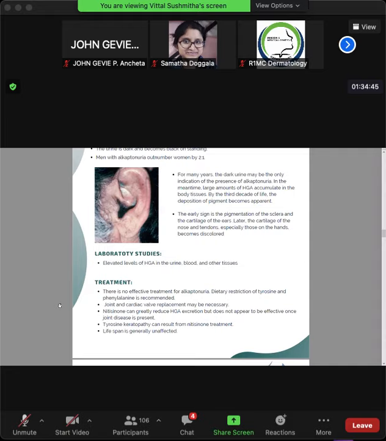Nitisinone can greatly reduce HGA excretion, but it does not appear to be effective once the joint disease is present. Tyrosine keratopathy can result from nitisinone treatment, and the lifespan is not affected by this disease for the patient. Next.